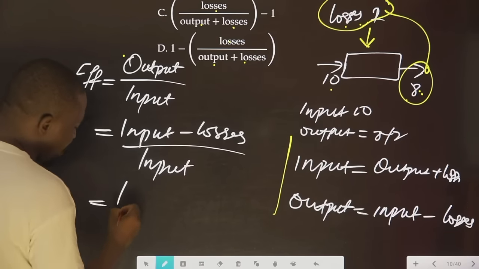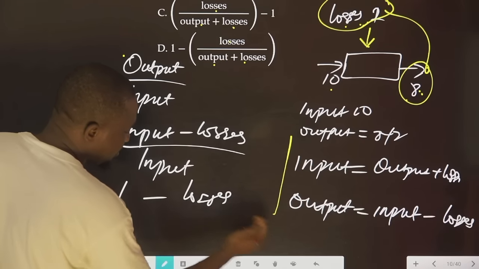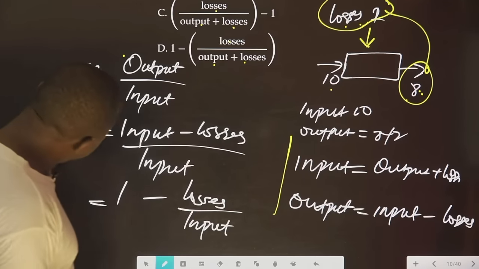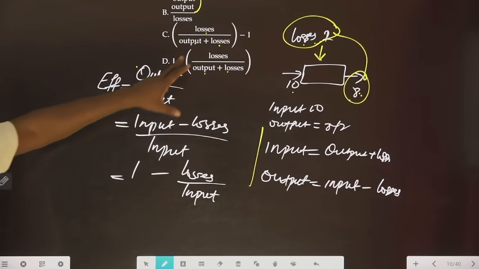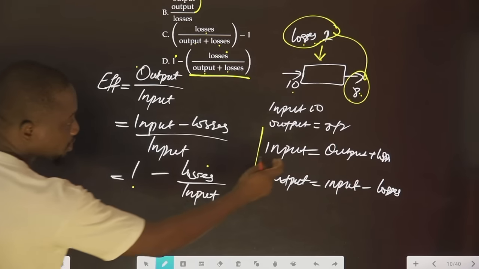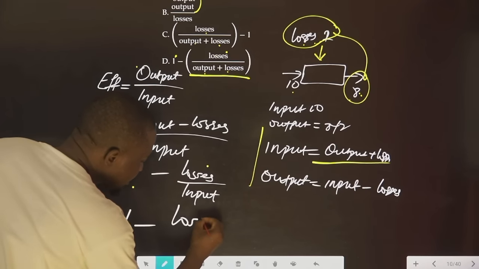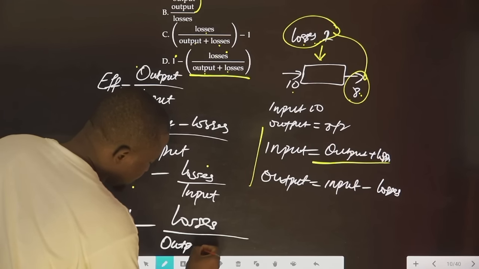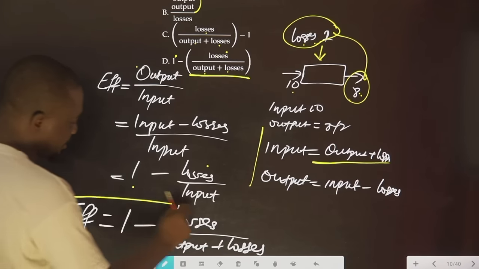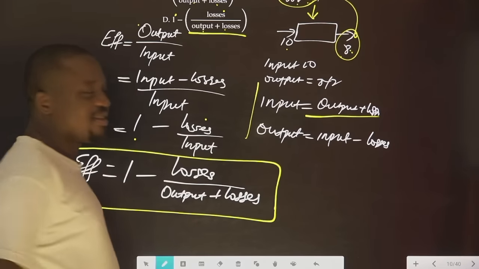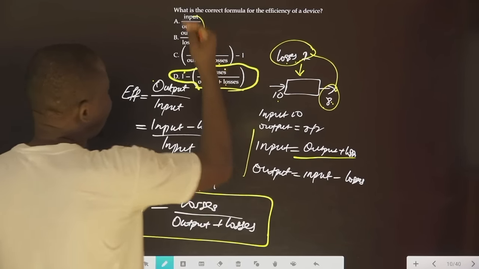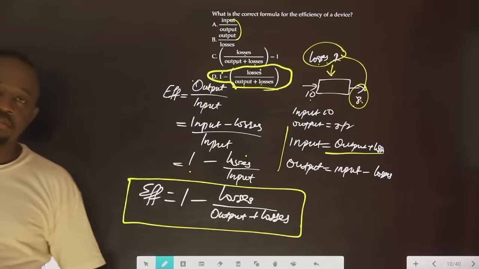Okay, now let's divide as it. We have one. This divided by this is losses. Sorry for my handwriting. All over input. Okay, now that I know is 1 minus this. As you can see in this place, I have this ready, but I don't have this ready. What is input again? Input is what? 1 minus losses over output plus losses. That is what? Efficiency. You get it? So, as you can see, we are getting the answer here as D. So, D is our answer. Hope you understand how we got it. Thank you.